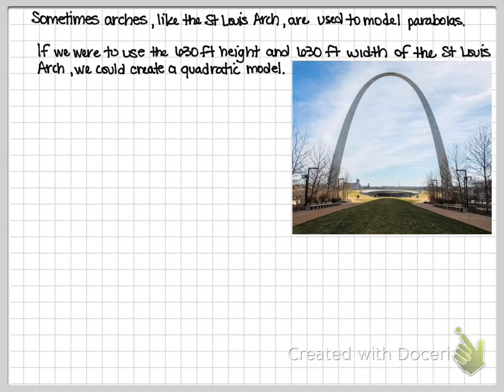Okay, moving on. So sometimes arches, so like the St. Louis arch, which is what I have pictured here, are used to model parabolas. That doesn't necessarily mean that it is always the shape of a parabola, but we can use it to model. So if we were to use the 630-foot height, okay, so let's go over to this picture. I know that I want to put a height on it that's 630 feet, so that would be the highest point. So let's find that spot. Oh, it's a little off to the side. So that I would say is 630 feet up to the peak, right there.